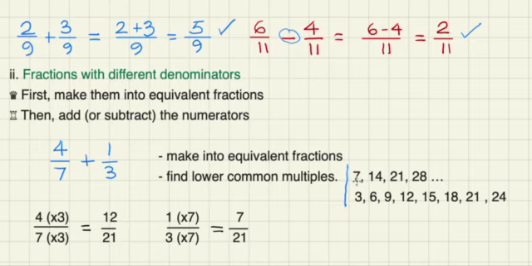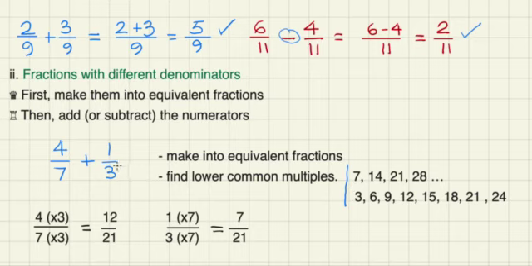So what are the multiples of 7? And this means adding 7 each time. So there's 7, which is the first multiple. 7 plus 7 is 14. 14 plus 7 is 21. 21 plus 7 is 28, etc. So these are the multiples of that.